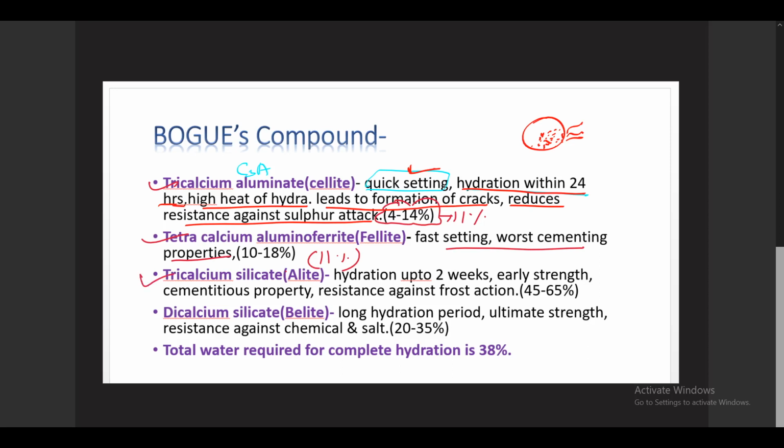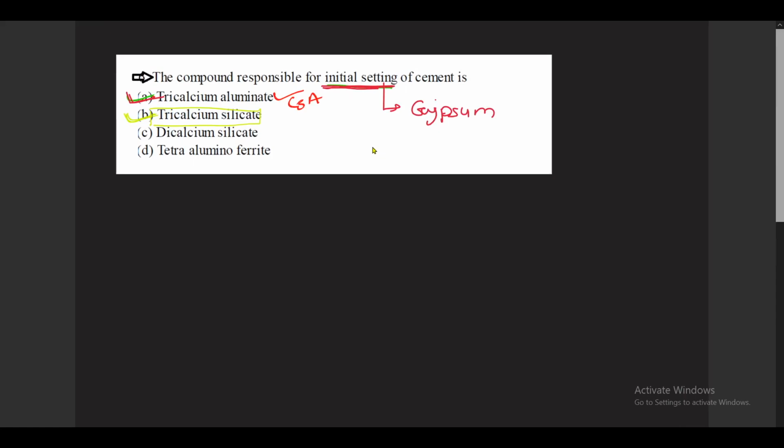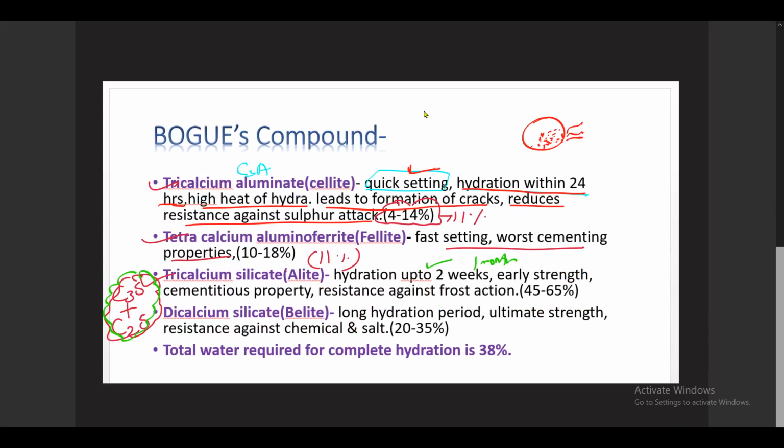The next one is the tricalcium silicate. This tricalcium silicate, that is C3S, and dicalcium silicate, that is C2S, these two are the main strength imparting constituents. In tricalcium silicate the strength development may be up to 1 month, but in any case less than 1 month, that means up to 1 week or 2 weeks. As I said already, early strength development in cement is due to the tricalcium silicate, and the later strength is due to the dicalcium silicate.